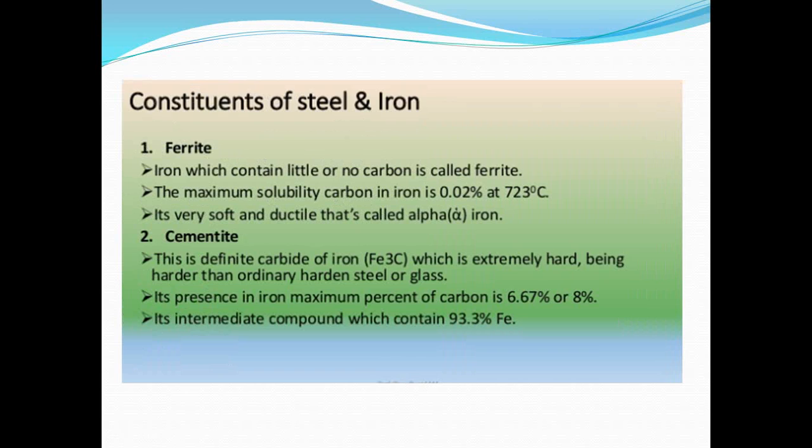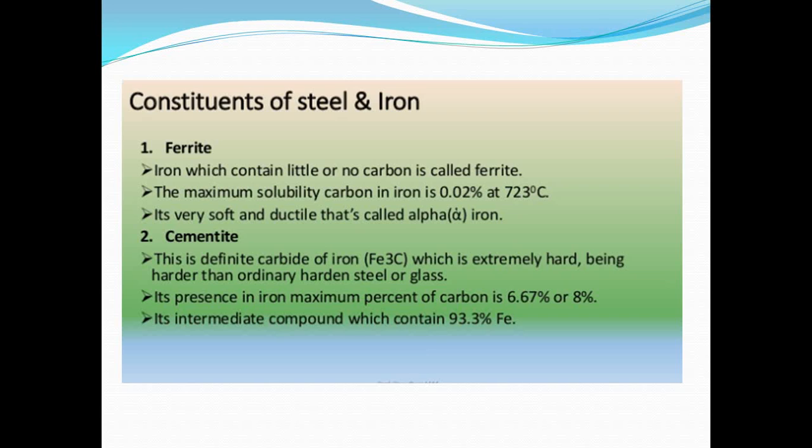So first we'll see what the different constituents of steel and iron are. Suppose you say ferrite, how are you going to decide it is ferrite? The iron which normally contains little or no carbon is called ferrite. I told you that steel normally consists of ferrite and also some percentage of carbon. The combination of ferrite and carbon, you can call it steel.